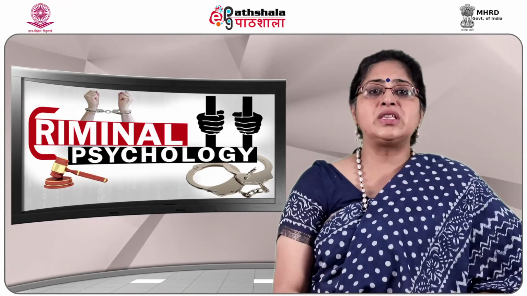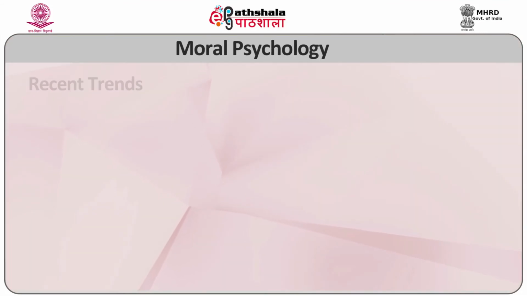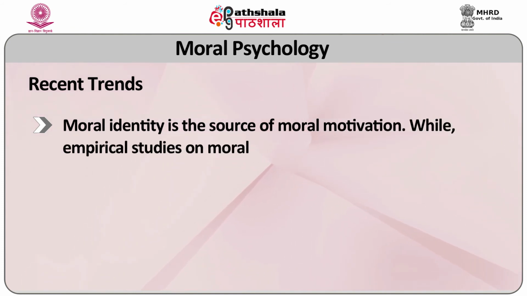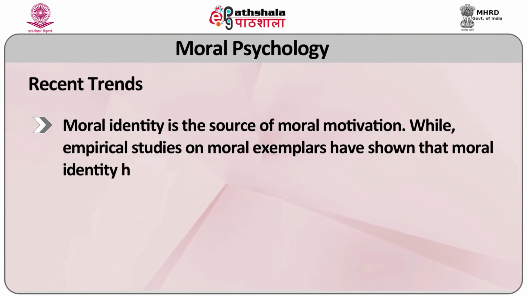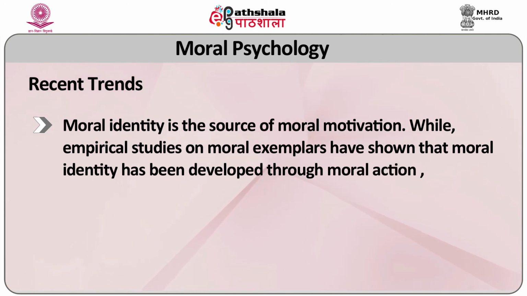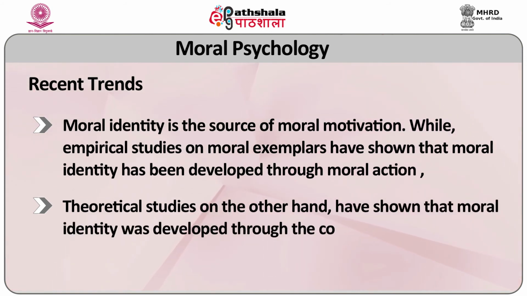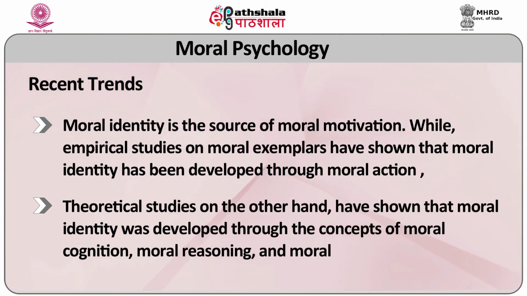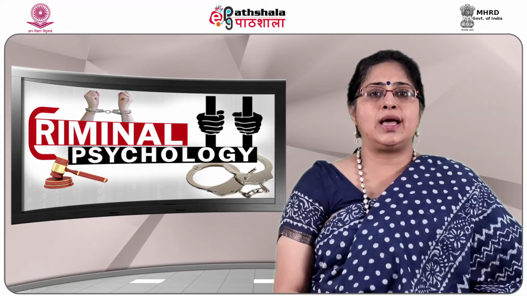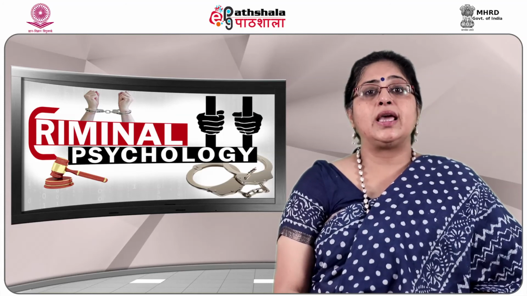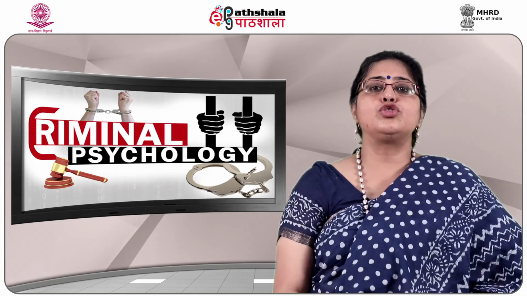Lastly, in this module, recent trends in moral psychology. Recent models of morality proposed that moral identity is the source of moral motivation, while empirical studies on moral exemplars have shown that moral identity has been developed through moral action. Theoretical studies, on the other hand, have shown that moral identity was developed through concepts of moral cognition, moral reasoning, and moral functioning. An individual has moral identity in such a way that he or she has constructed his or her sense of self around moral concerns.